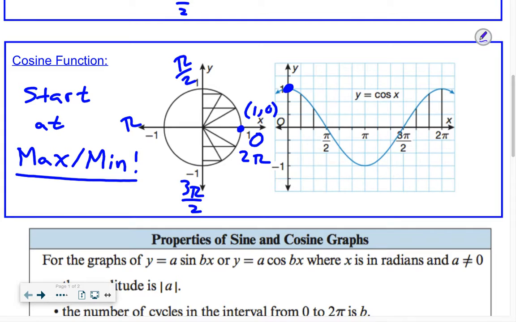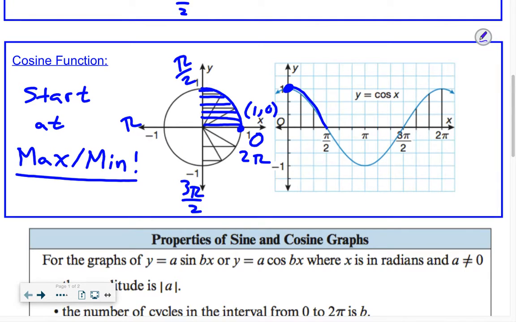As we begin to work our way around the unit circle, as I go from 0 to pi over 2, what's happening to my x value? It's getting smaller, right? Here it was really long, but now as we go there, it's getting smaller and smaller and smaller to the point where it doesn't even exist. So we are going from 1 to 0.